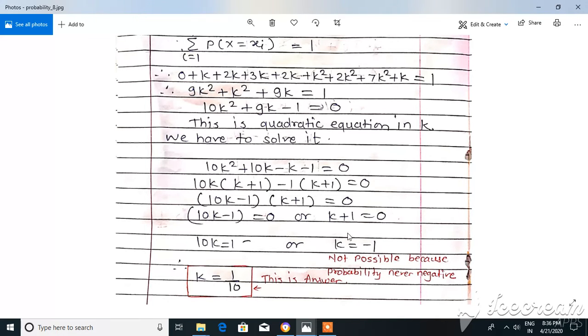So what do we get for k plus 1 equal to 0? The value of k equals minus 1, which is not possible. Why? Because this k corresponds to the probability of the given function. Probability is never negative, right? Therefore I'll get the value of k as 1 by 10. So the answer of this question is 1 by 10. As we get two values of k, one value is satisfying and the other is not. So finally our value of k is 1 by 10.